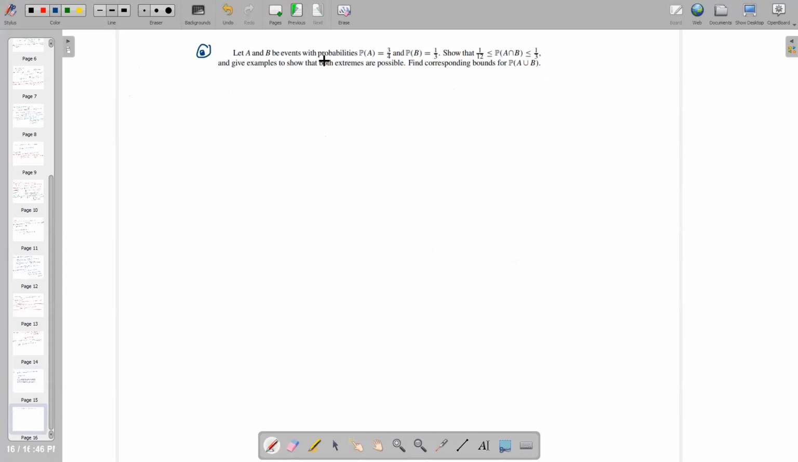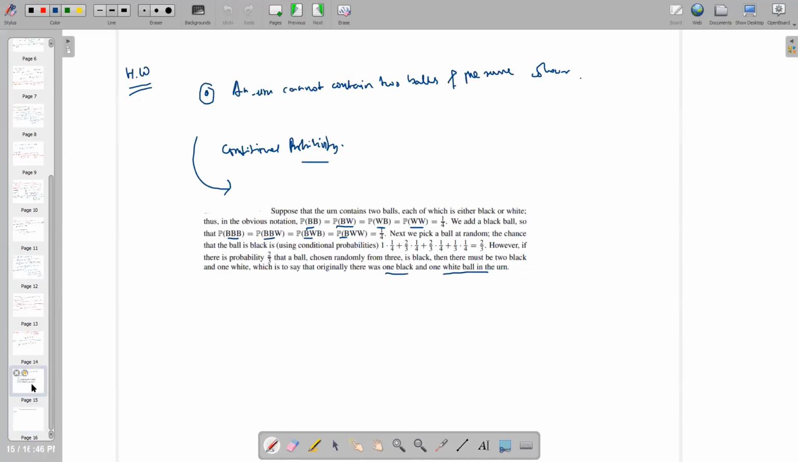Let A and B be two events with probabilities. Probability of A. Can you show the previous slide? Yeah. So here, in the third line, we have written the probability of three black balls, two black balls, and the last case is one black and two white balls. So, sir, their probability, I think, will become 4/8. So it should be 1/2.